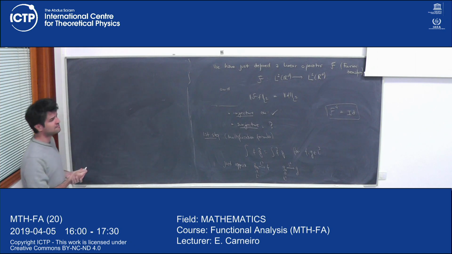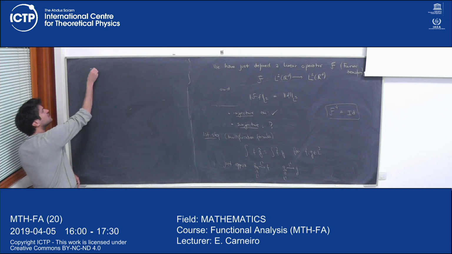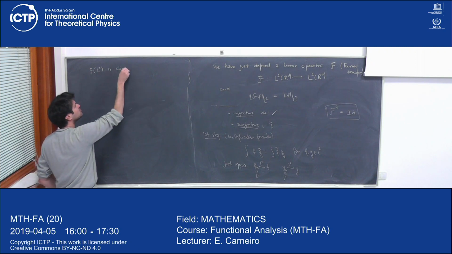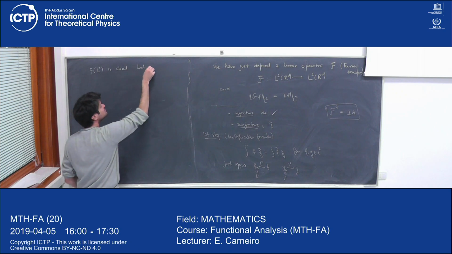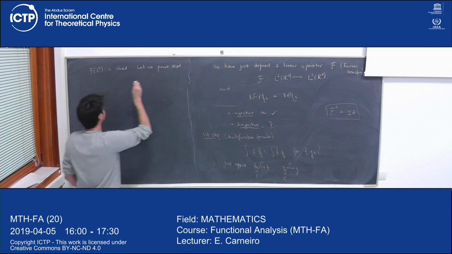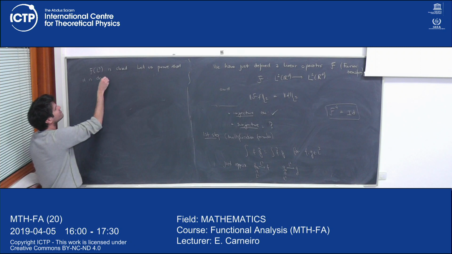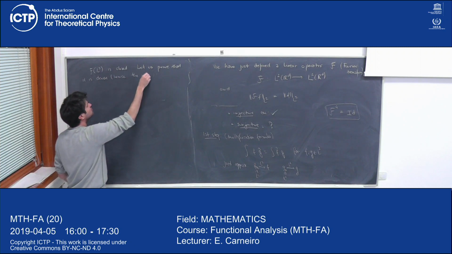What I wanted to tell you is, why is this map surjective? So the image of L2 is closed because it's an isometry. Let us prove that it is dense, hence the whole L2.